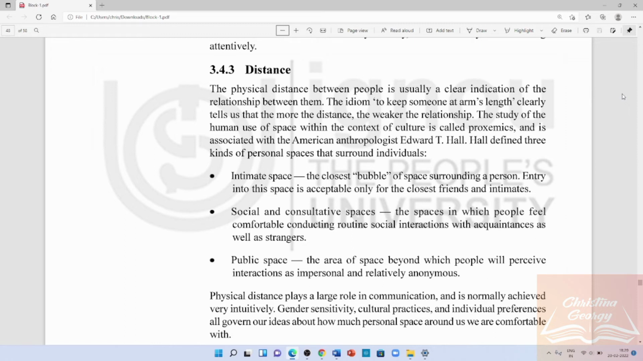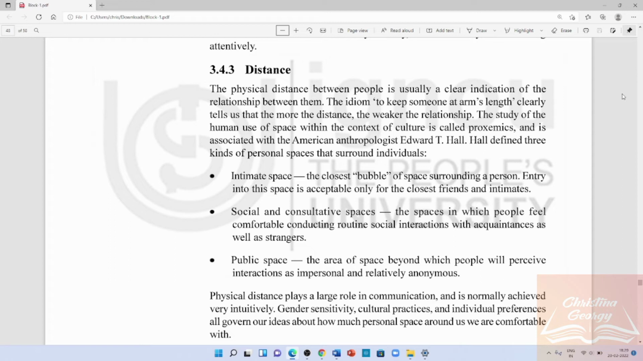Moving on to social and consultative spaces. These are the spaces in which people feel comfortable conducting routine social interactions with acquaintances as well as strangers. That could be classroom interactions, that could be participation in some meetings, etc.